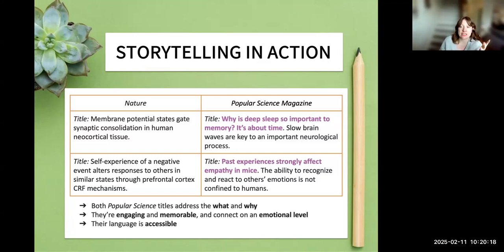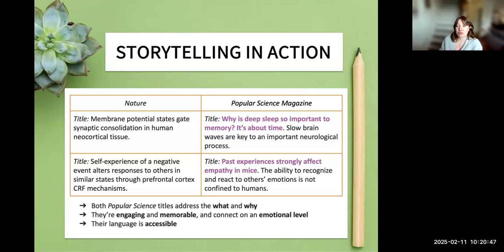And so these are just the titles of the articles. In Nature magazine, the first title is "Membrane Potential States Gate Synaptic Consolidation in Human Neocortical Tissue." So to me, that is completely inaccessible to someone who's not an expert in the field. And the Popular Science title was, "Why Is Deep Sleep So Important to Memory? It's About Time. Slow brain waves are key to an important neurological process."